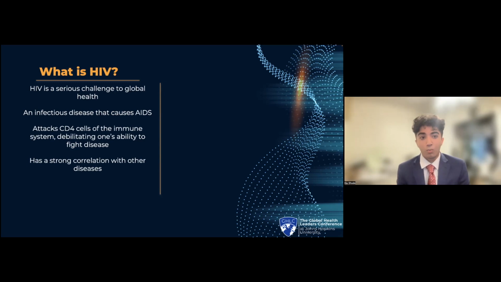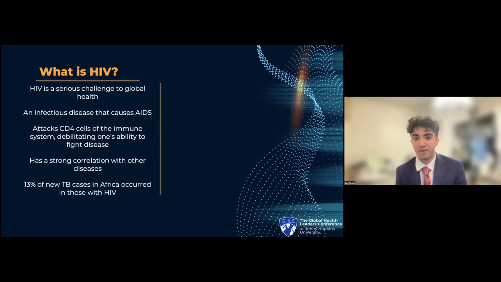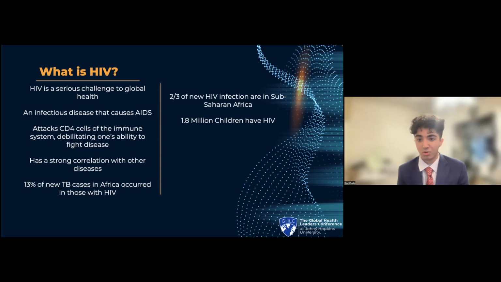One main fact about HIV is that it has a strong correlation with other diseases. In particular, in Africa, those with HIV are more likely to develop TB, or tuberculosis. A 2013 study showed that 13% of new TB cases in Africa occurred in those who already had HIV infection. Those who live in sub-Saharan Africa, particularly Eastern and Southern Africa, are heavily affected by HIV, where two thirds of new infections in the world occur in those regions. HIV is not only limited to adults. Nearly 2 million children in the world live every day with HIV.